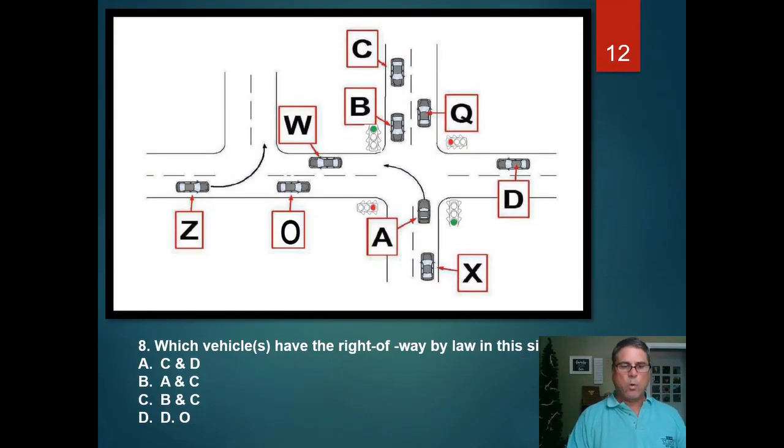Great. Which vehicle has the right-of-way by law in this intersection? Okay, so if we're talking about car A here, who has the right-of-way? This car and this car, because they have a green light and we have a green light. So the answer is B and C.